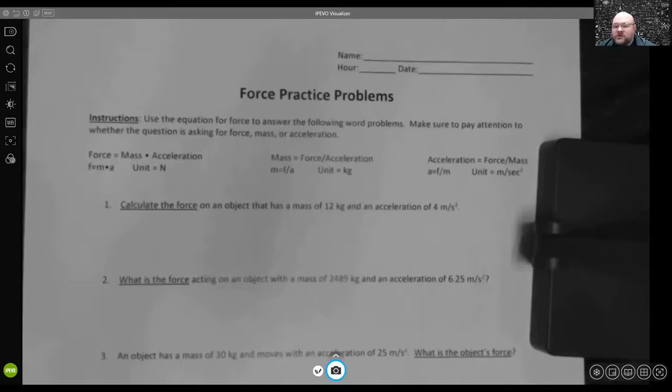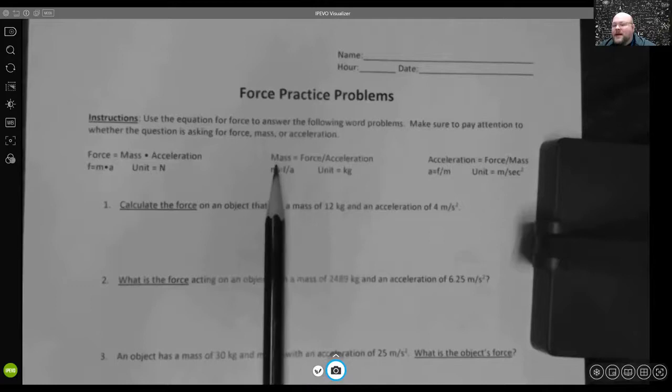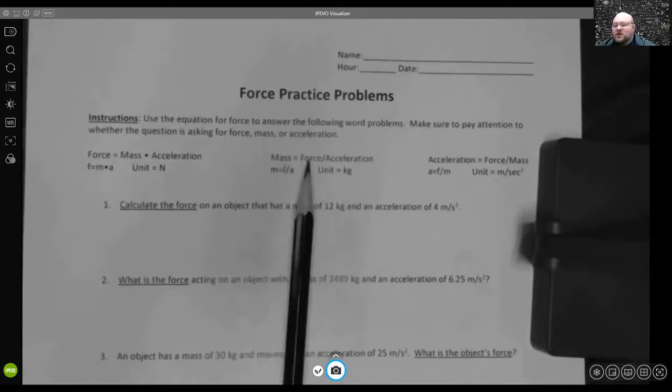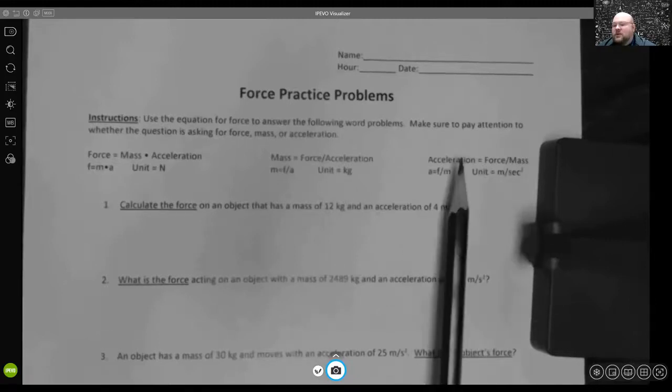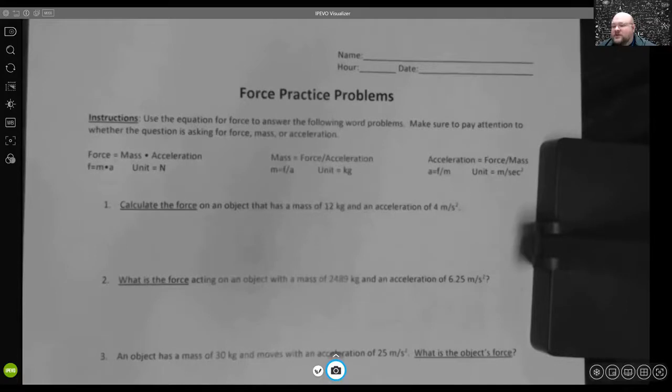And when we do force, we take the mass they give us and the amount of acceleration they give us, multiply them together, and that gives us the force. Well, sometimes they give us the force and the acceleration, and we've got to find the mass. So mass is going to equal force divided by acceleration. Sometimes they give us the force and the mass, and we've got to find acceleration. And in this case, we take force divided by mass.